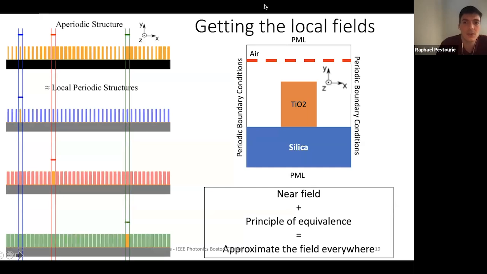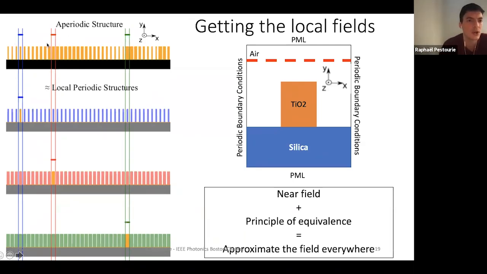So let's revisit a little bit the local periodic approximation. Let's focus on, if you see my cursor, this top left metasurface that is in orange. And we want to reconstruct the field on top of this metasurface. Of course, you could try to solve Maxwell's equations directly on this complicated metasurface, but that would be very, very intensive and expensive. We would use a lot of computational resources to do that.